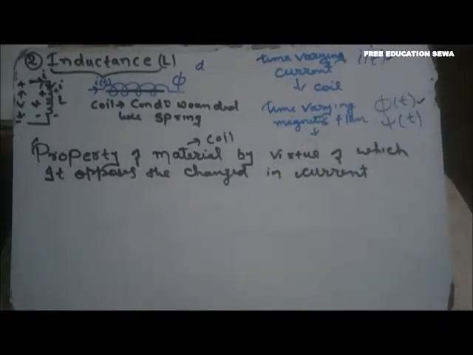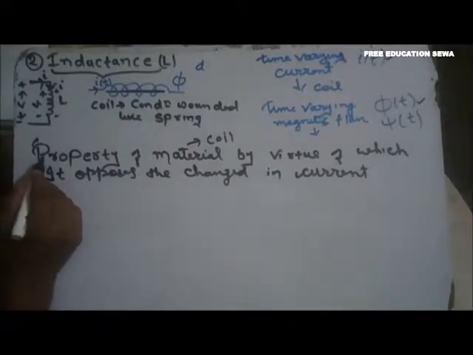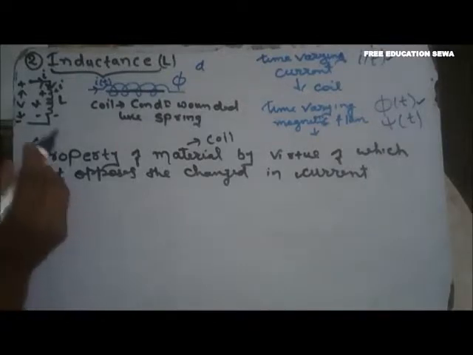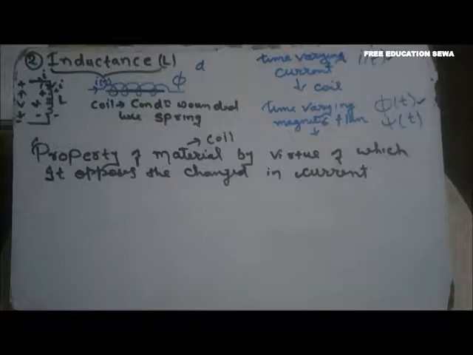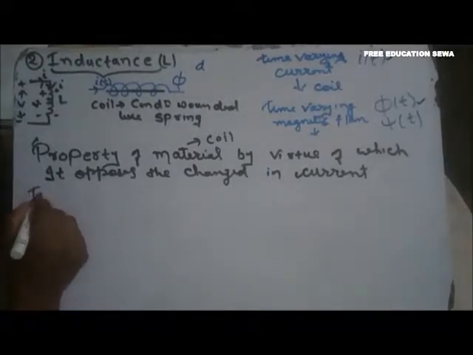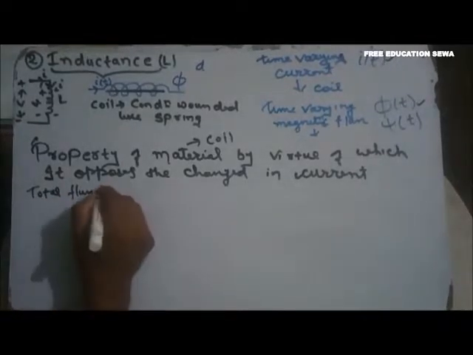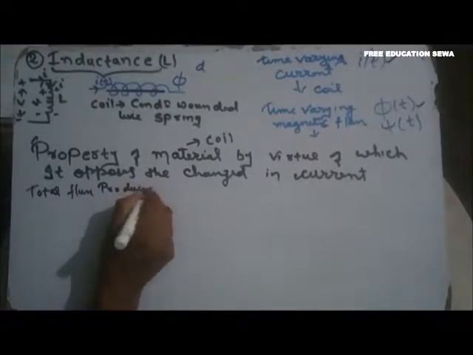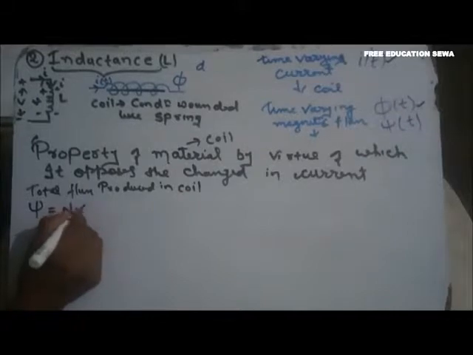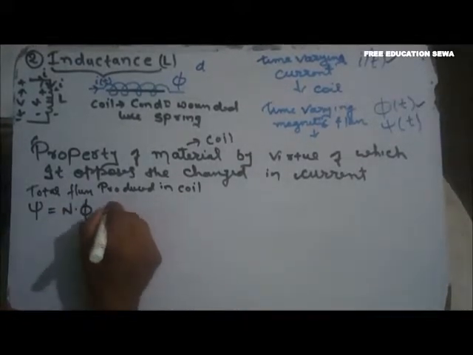Okay, now let us see. The total flux produced in a coil is N i. When we pass the current through this coil, we get the time varying magnetic flux. So the total flux produced in a coil is given by zeta equals N into phi, where N is the number of turns.